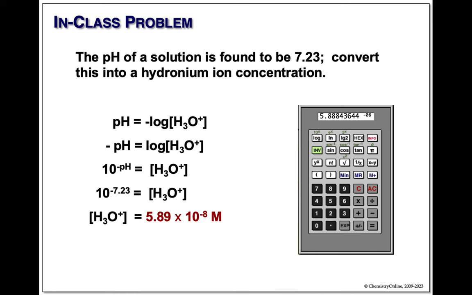The one equation you want to make sure you write on your 3x5 card for exam 2 is this guy. 10 to the minus pH is hydronium.